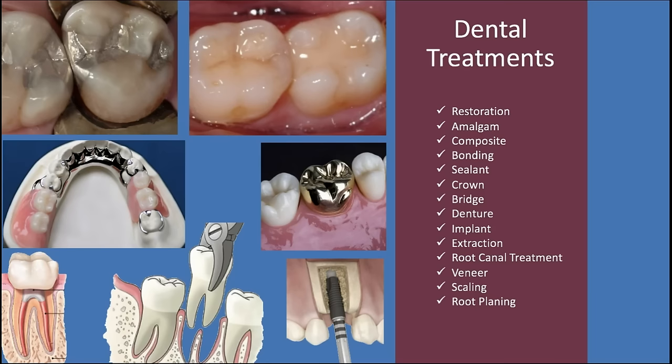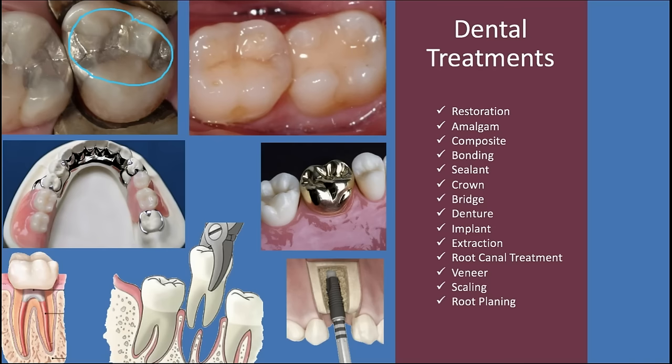Now let's go over some specific terminology for dental treatment. So restoration refers to any kind of treatment that repairs or replaces teeth. This can include fillings that replace decayed or missing tooth structure, but this also includes some bigger procedures like crowns and bridges that we'll talk about in a little bit. Amalgam is a dental filling material made up of a mixture of different metals, such as mercury, silver, tin, and copper. It's also known as a silver filling.